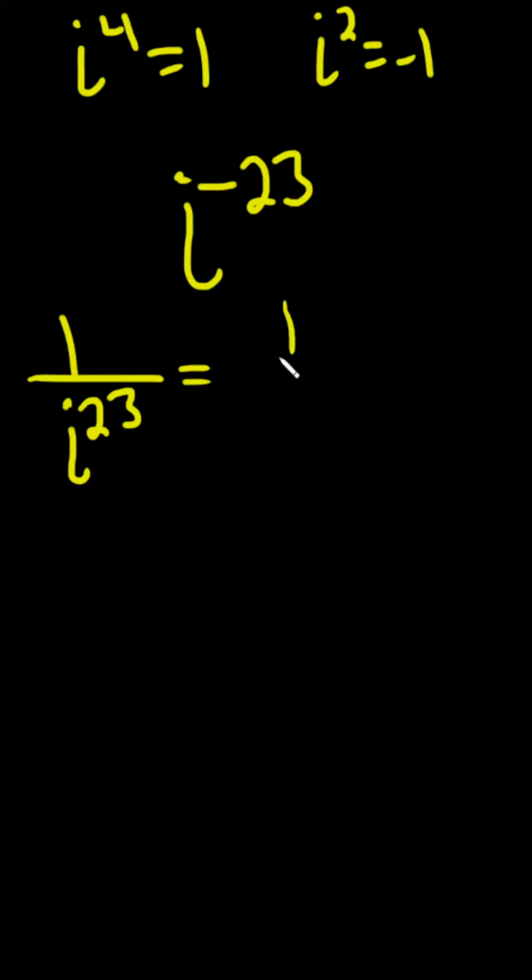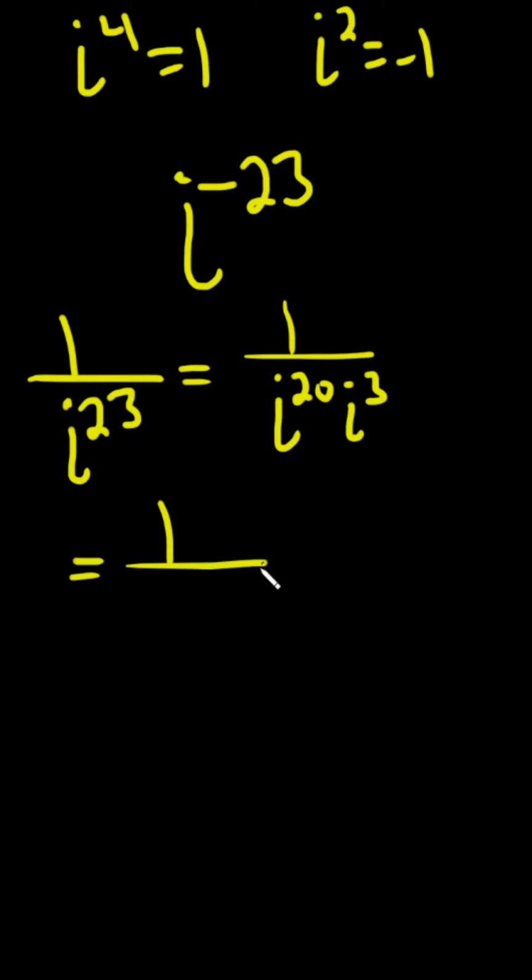Well, we can do the following. 4 times 5 is 20. So we can write this as i to the 20 times i to the 3. That's because you add the exponents. And so this is now 1 over, write the 20 using i to the 4. So i to the 4 to the 5, and then here we have i to the 3.